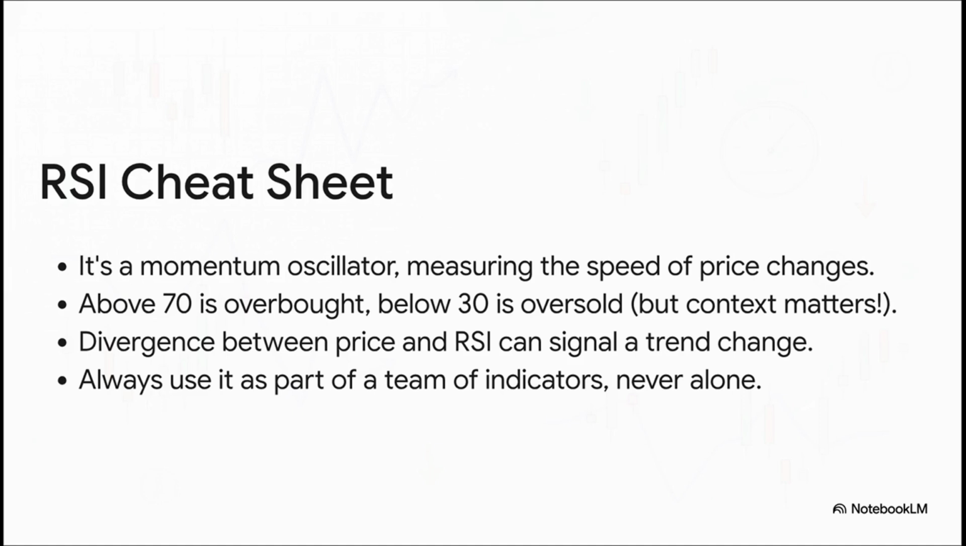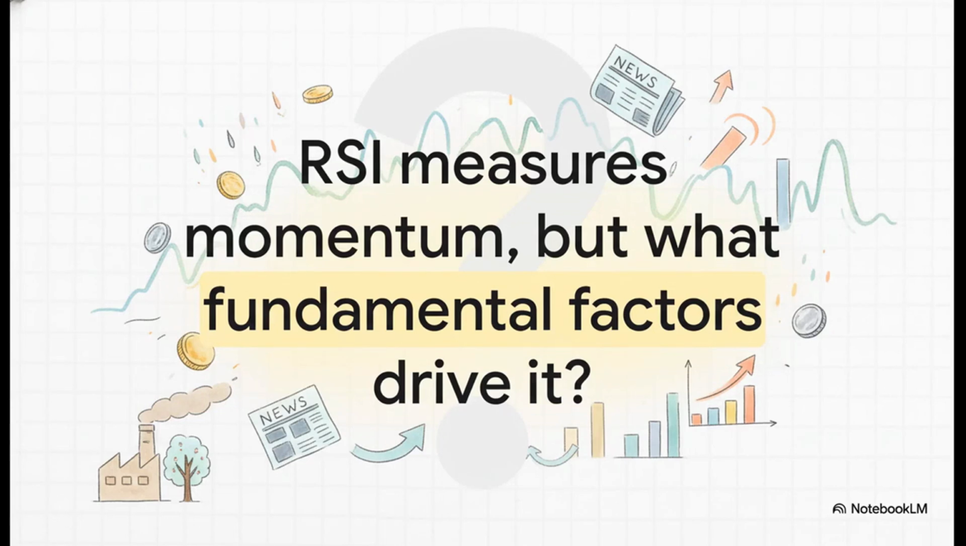3. Divergence, when the price and RSI are telling you different things, can be a powerful clue about where things are headed next. And 4. The golden rule, never, ever use it alone. So now, the next time you see that squiggly line on a chart, you won't just see a random line. You'll see a story about momentum.